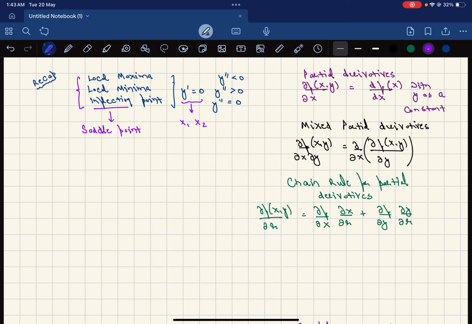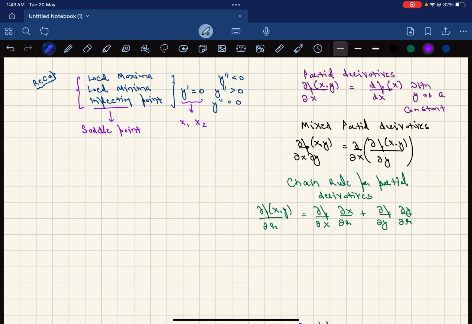Then we looked at partial derivatives, which is nothing but if we have to find a derivative of a function in more than one variable, and we are finding the derivative with respect to, let us say, x, then we just assume that y is a constant and we find the derivative df upon dx, considering y as constant. That is how we were able to compute the partial derivatives.